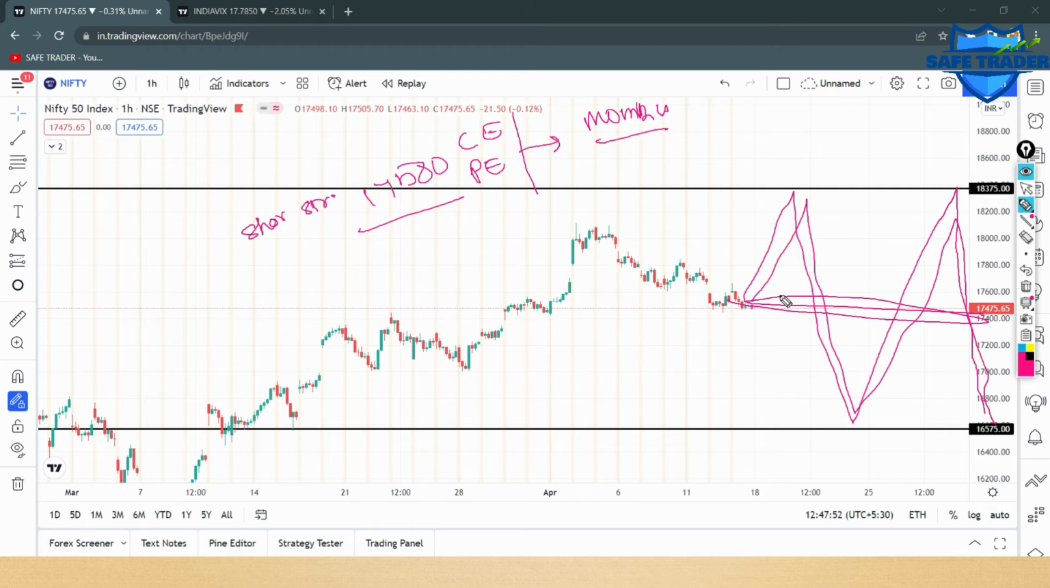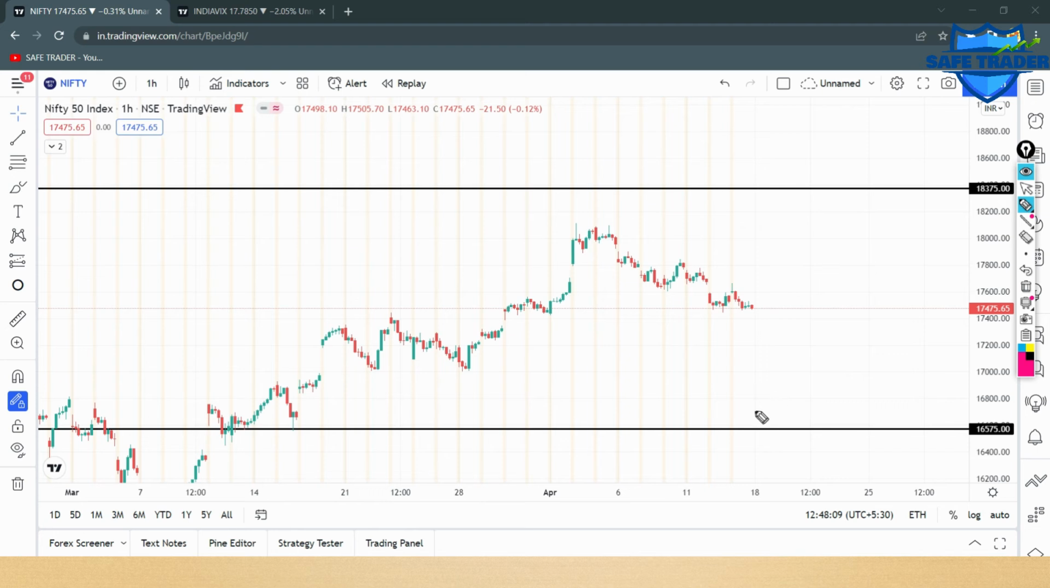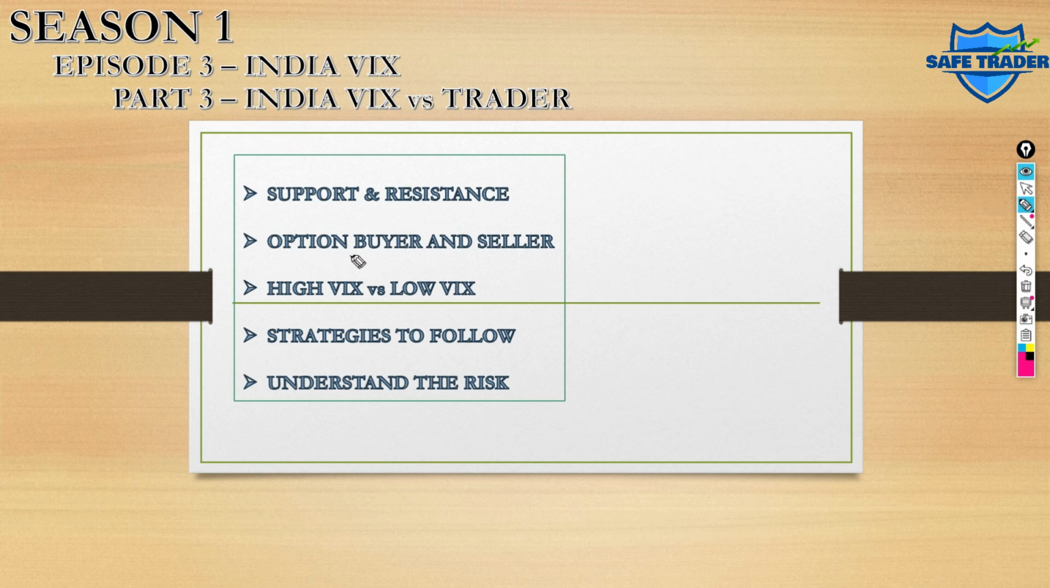Or if Nifty is shooting up here, an option seller can sell naked call options here, or he can sell naked put options here if there is a reversal. So these are the few strategies that one can follow when there are support and resistance zones that you are aware of. So this is what an option buyer and an option seller can do when there is a support and resistance zone. Now what do we need to do when there is a high VIX and low VIX?